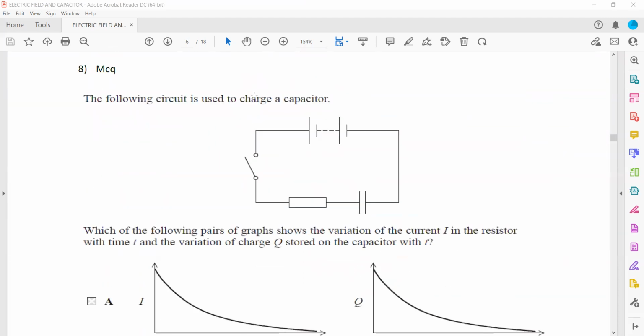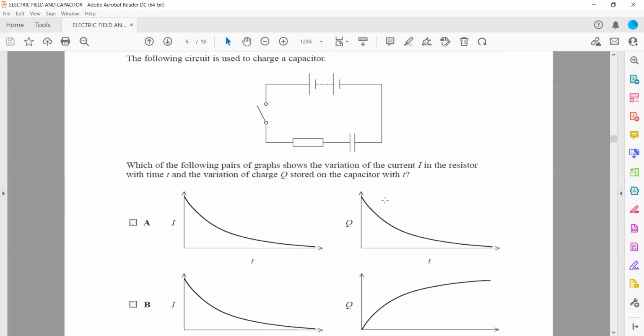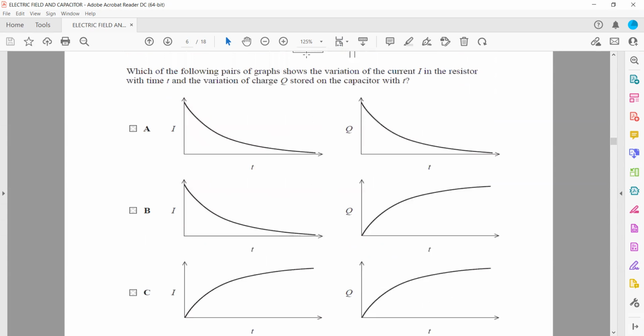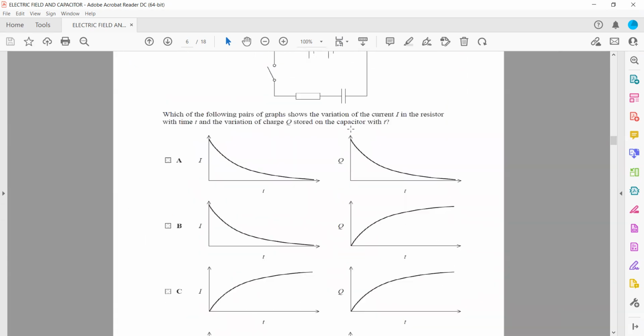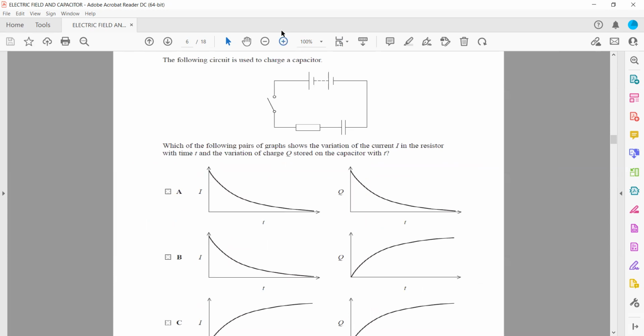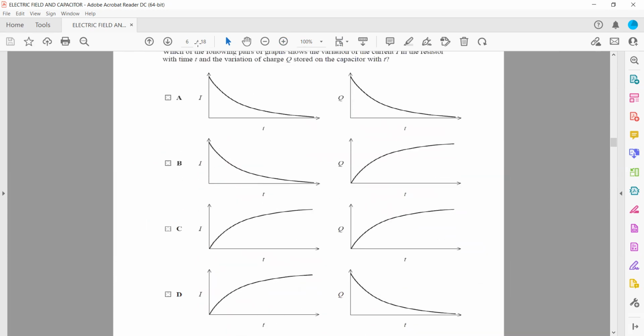In question 7, the following circuit is used to charge a capacitor. Which graph shows the variation of current? Current always decreases, whether it is charging or discharging. So options C and D cannot be the answer. When the capacitor is charging, the charge on the capacitor will increase. So the charging and discharging currents are the same, but the charge stored increases, and if the capacitor is discharging, the charge on the capacitor will decrease. So in this case, B is the right answer.